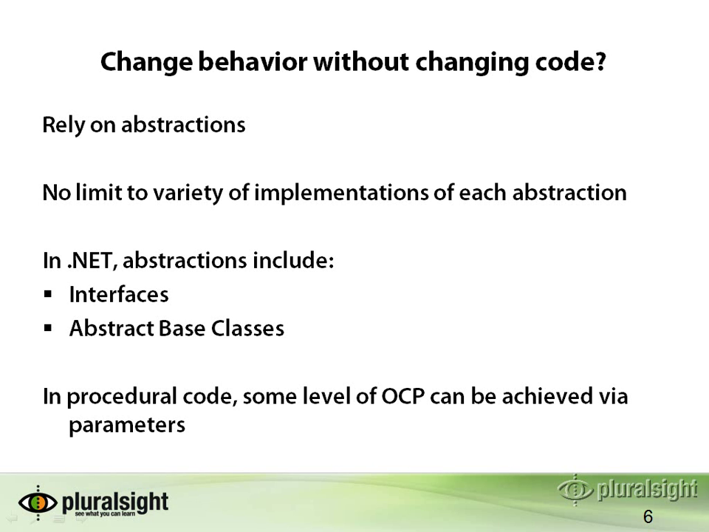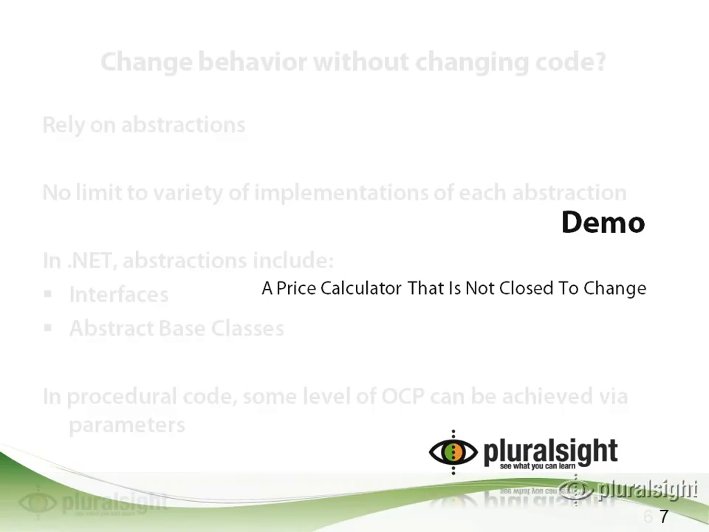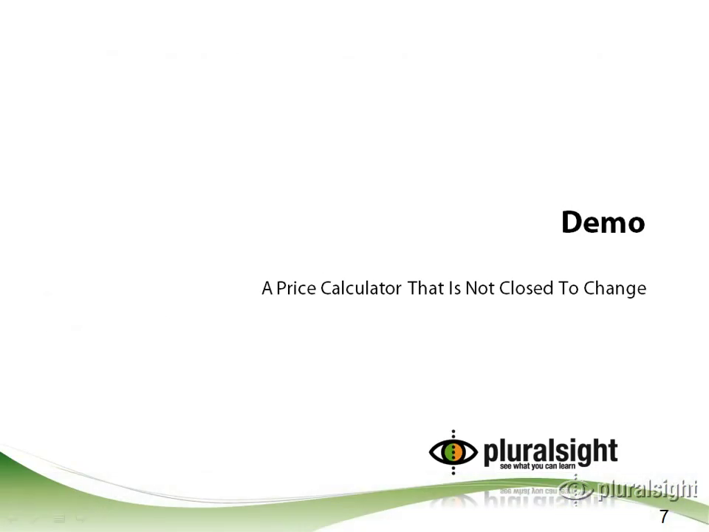So what do we mean by abstractions? Well, in .NET, abstractions include interfaces as well as abstract base classes. In procedural code, we can also achieve some level of the open-close principle using parameters. Let's look at an example of some code that's been written in such a way that it is not closed to modification, nor is it open to extension without having to hack at the actual source code.